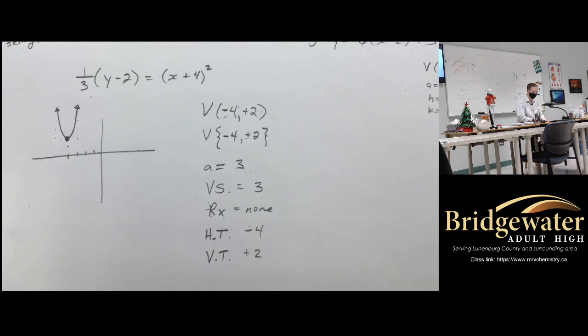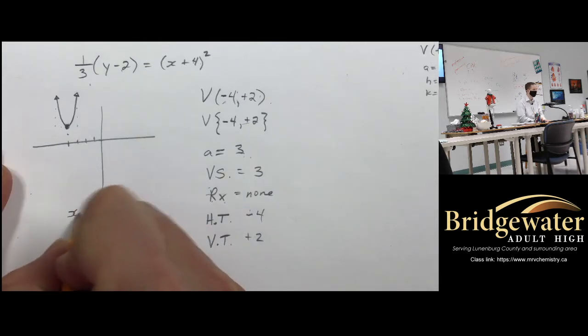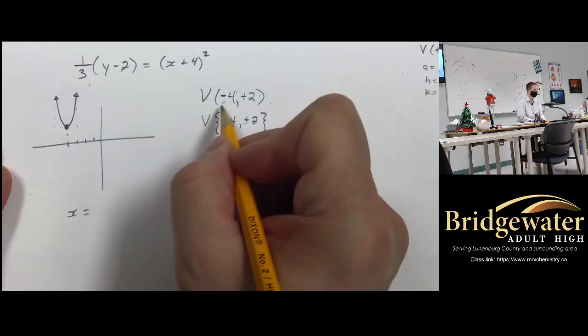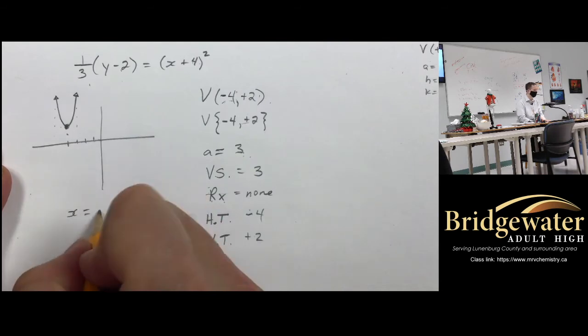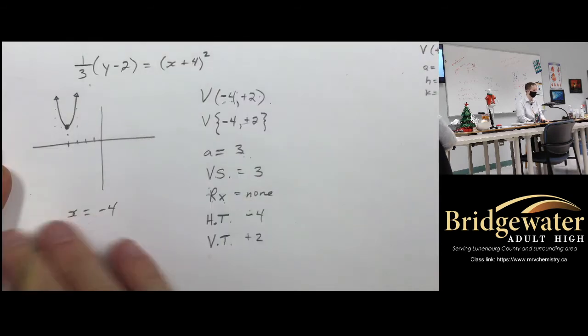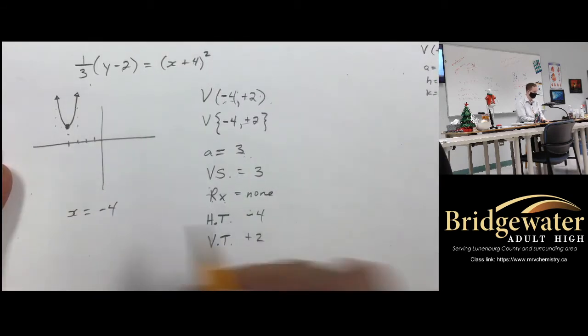Oh, we did do one more thing. So we did the axis of symmetry. X is -4. Okay, again, this is the vertex. So once you have the vertex, it's kind of game over. And is there a range here?